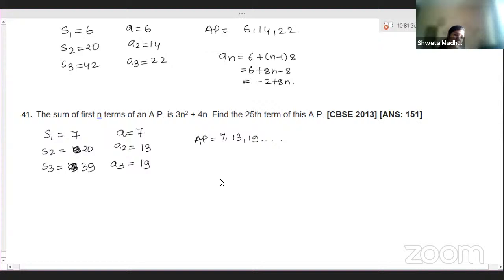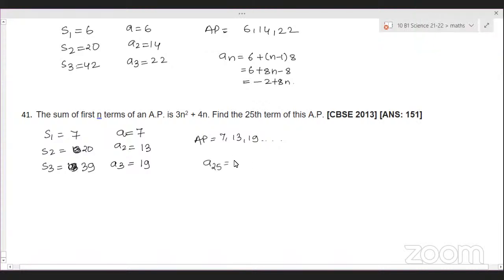So what is the 25th term then? Ma'am, 25th term is equal to A plus 24D, which is 7 plus 24 into 6, which is 7 plus 144, which is 151.